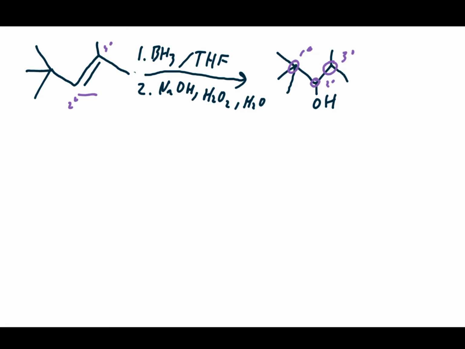If you use oxymercuration, you're going to end up here, and you're going to have the same place with a hydration. So the right answer is hydroboration. BH3 and THF, and then sodium hydroxide, hydrogen peroxide, and water is the second step.